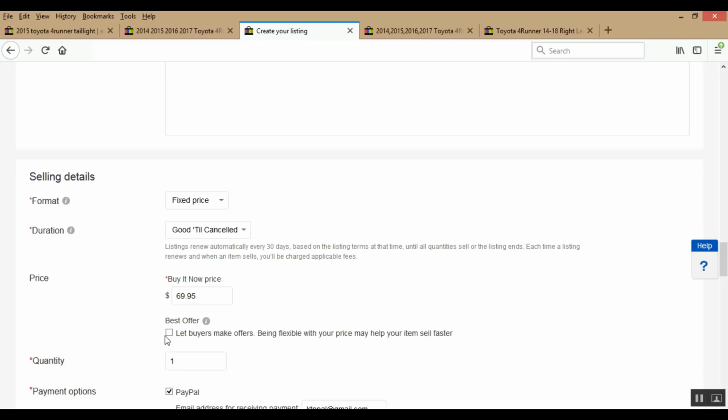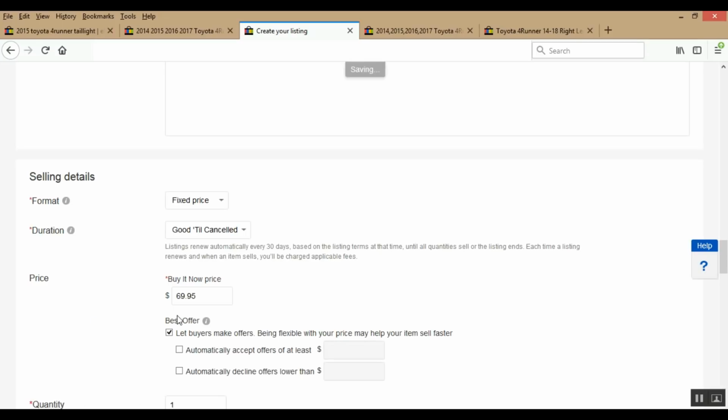Okay. If I wanted to do offers, I could, but I don't want to here. And then I only have one. Okay, I'll show you. I'll go ahead and do this. If I wanted to do a best offer, we could let them make offers. And then this option right here, automatically accept offers of at least. So if I said, I'm willing to accept $60, if someone offers me $59.99, it will get auto declined. If they offer me $60, it will be automatically accepted, and then I will wait for them to pay.